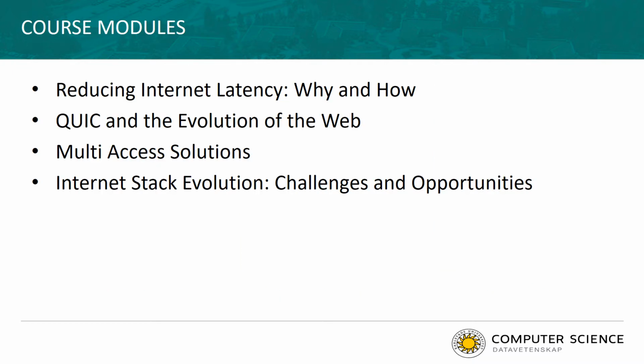So the course consists of 4 course modules. Each one can also be studied as its own course. The first course module addresses reducing internet latency, why and how. In this course module, we look at how latency today is a dominating factor for application performance. We look at the different sources of delay and how they can be mitigated, paying particular attention to what is called buffer bloat and the use of active queue management as a mitigation for this problem.